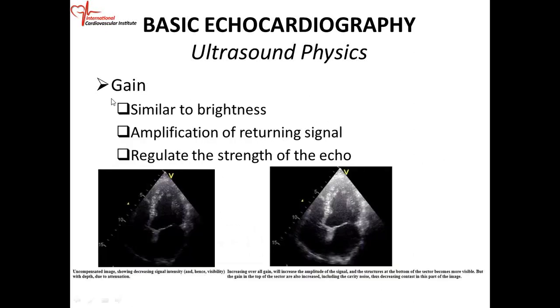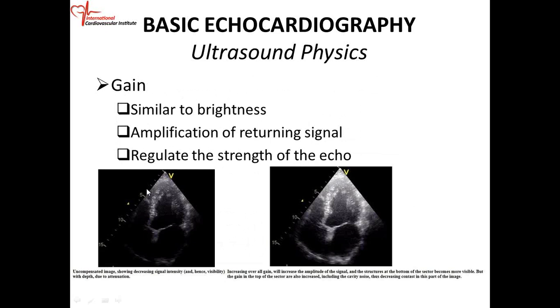And then when we talk about gain, when you look at your ultrasound machine, you'll have different types of gain buttons. So the gain is similar to brightness. You can improve image quality by adjusting the gain. What it does is it amplifies the returning signal. Remember that with deep structures, because of attenuation, the returning signal is going to be weak. So you want to amplify those returning signals. So you regulate the strength of the echo.